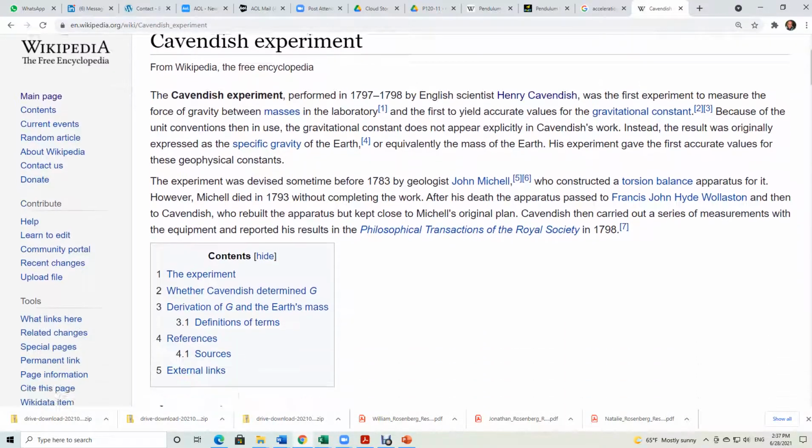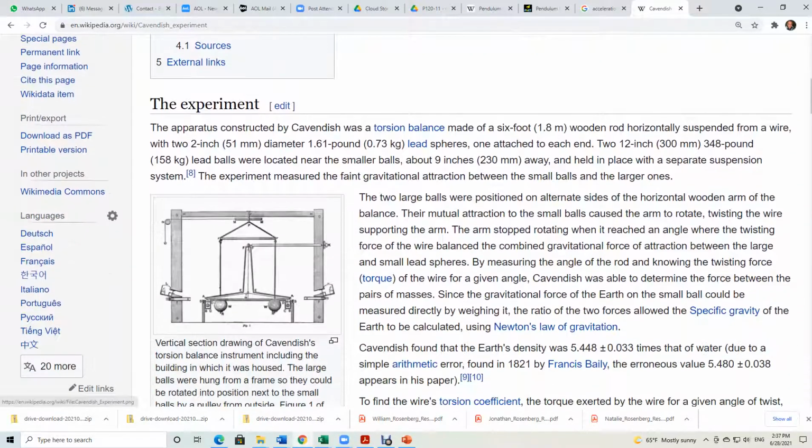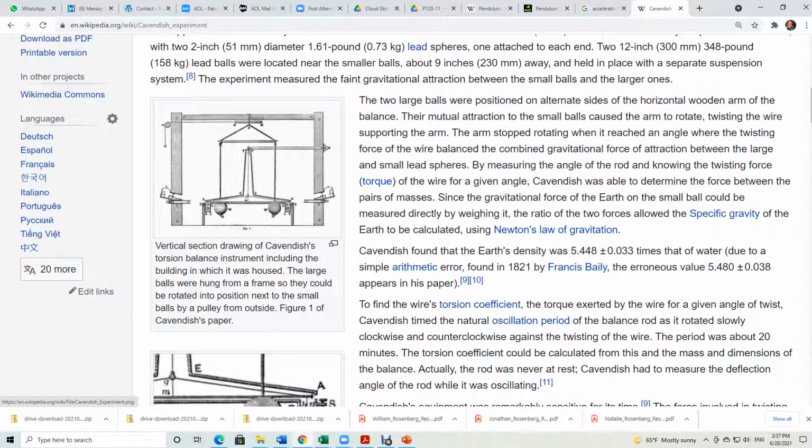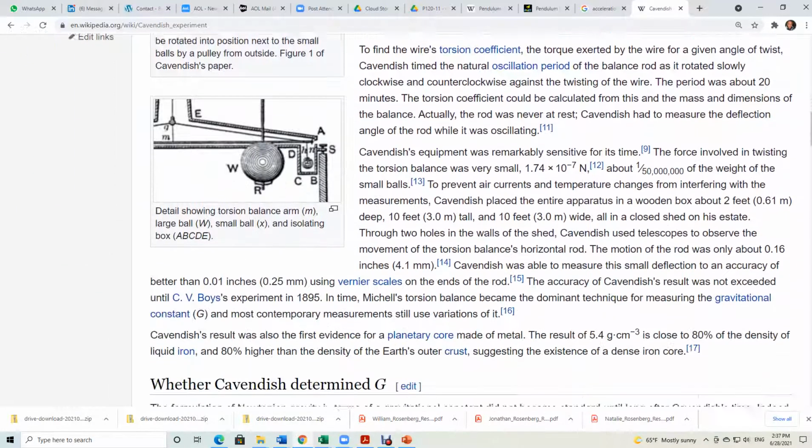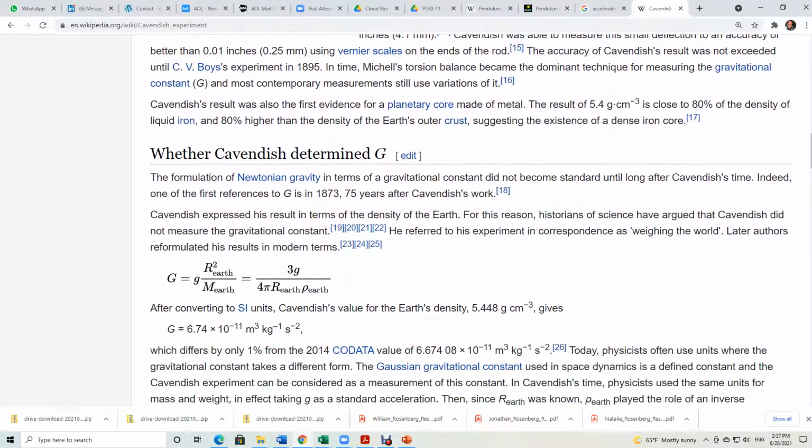Here you go, let's take a look here. The experiment, right in here, that's how the experiment looks like. If you want to find out more about this experiment, take a look at this article in Wikipedia. It's a pretty good one. It's what we call a torsional scale. And here you go. Whether Cavendish determined G.